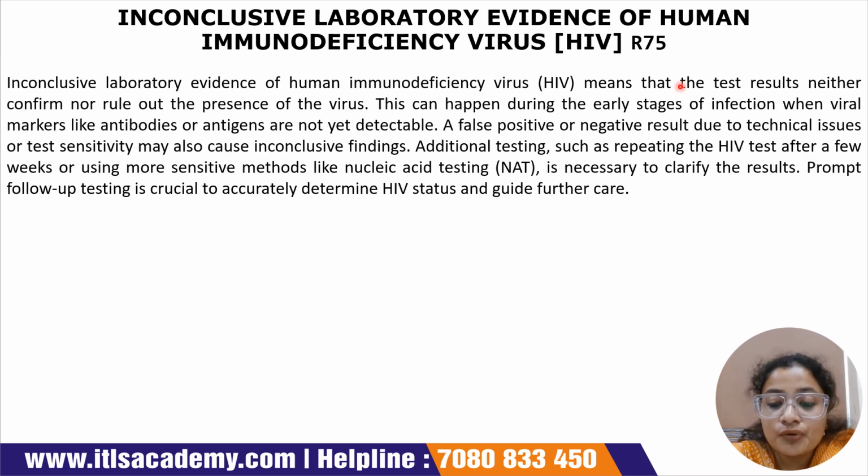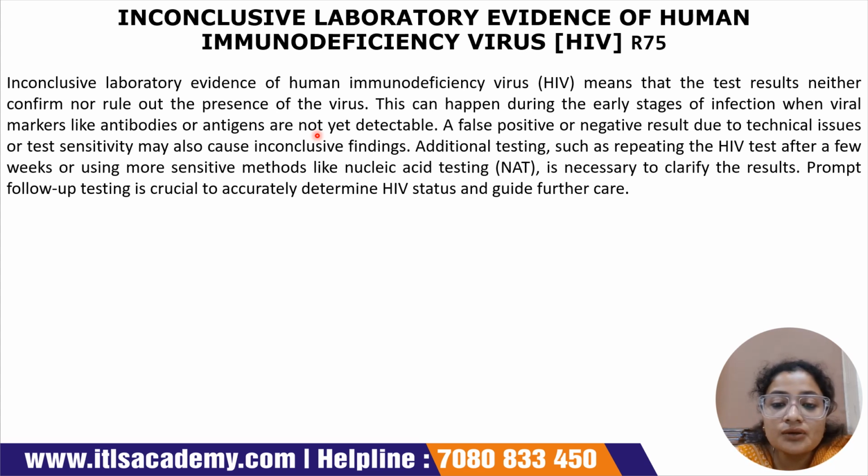Next important subcode is R75, which corresponds to inconclusive laboratory evidence of HIV. It means that the test results are neither confirming nor ruling out the presence of the virus. Inconclusive means we cannot come to a conclusion or an interpretation, whether the patient has this or not. Here we are talking about HIV or AIDS. So when the test results are such that we cannot confirm the diagnosis, nor can we rule it out, we cannot say that the patient is negative for AIDS.